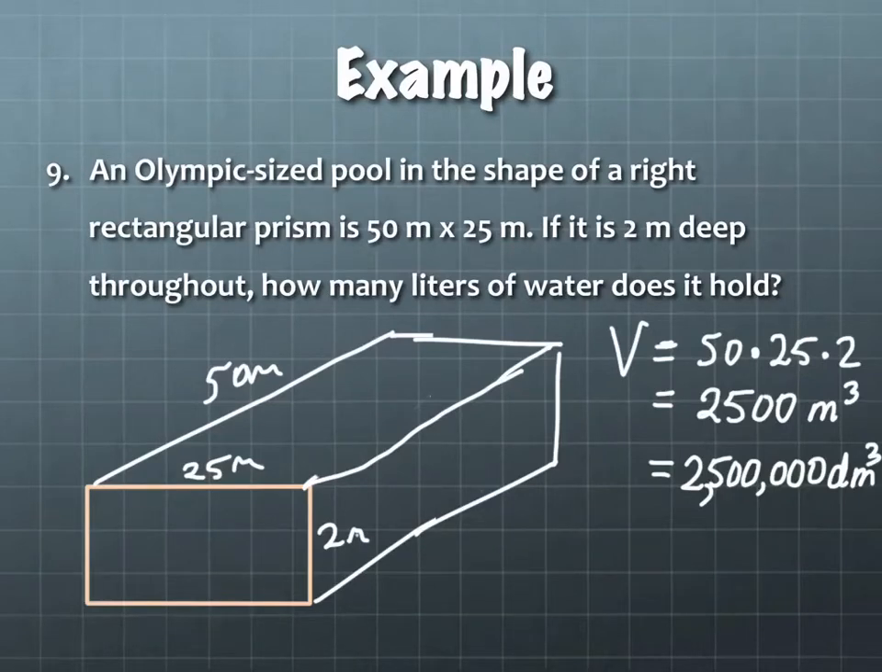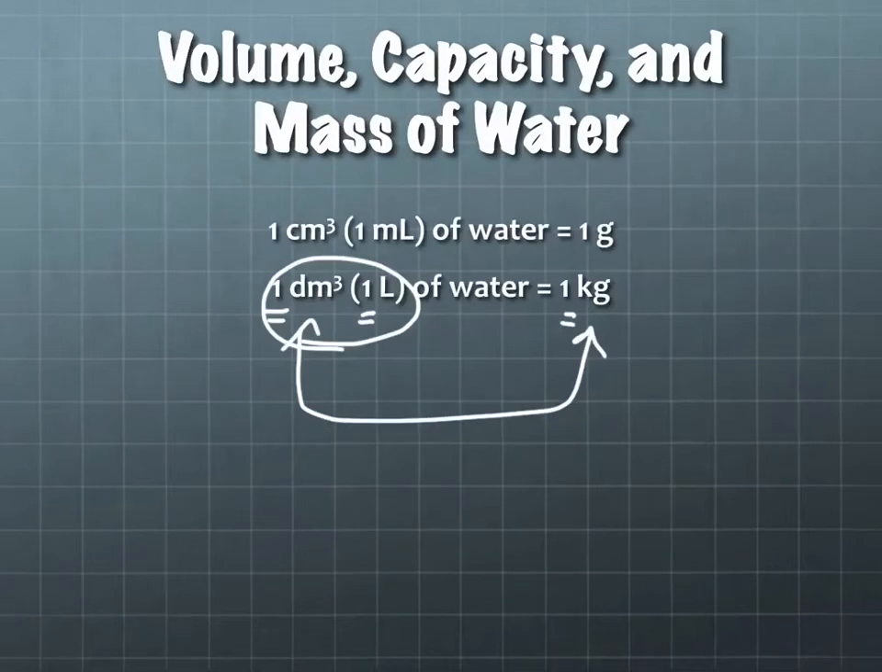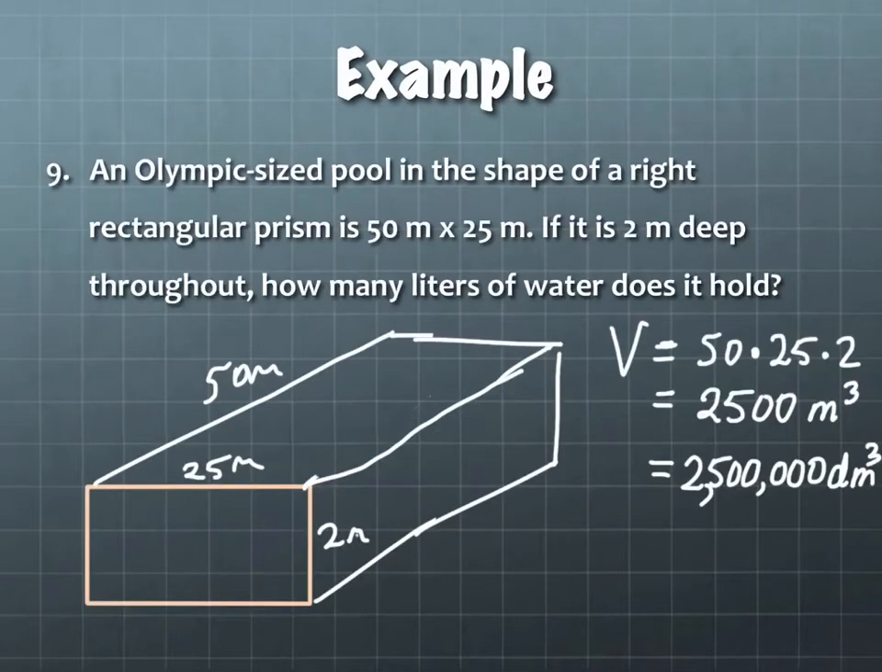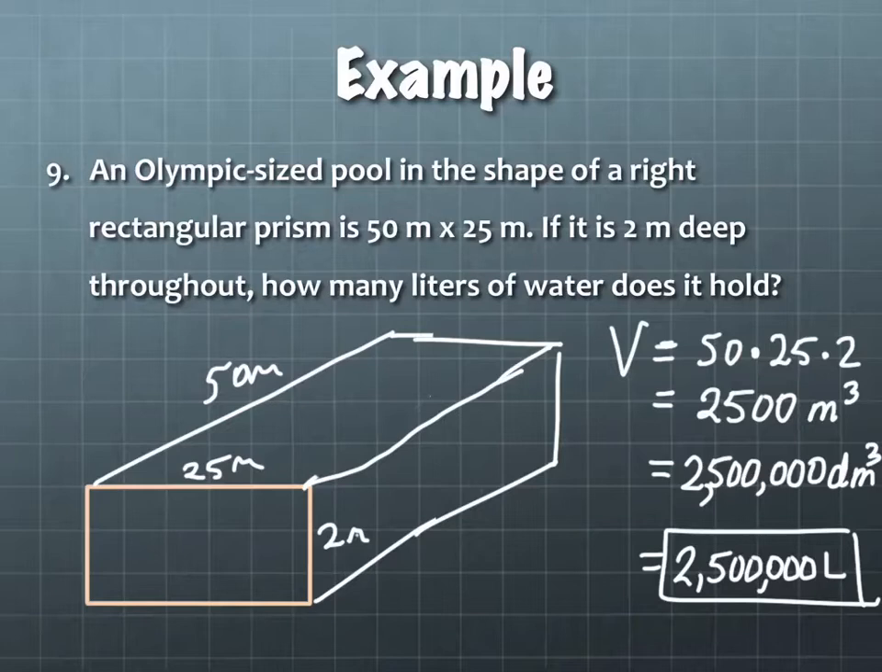But how are the cubic decimeters related to liters? What kind of relationship do they have? It's a 1-to-1 correspondence, right? 1 cubic decimeter is 1 liter. So 2.5 million cubic decimeters would be 2.5 million liters. So this is 2,500,000 liters of water. So you're not going to fill it up with the 2-liter bottle or the bucket or something like that, right? Huge. Huge, huge number of liters.